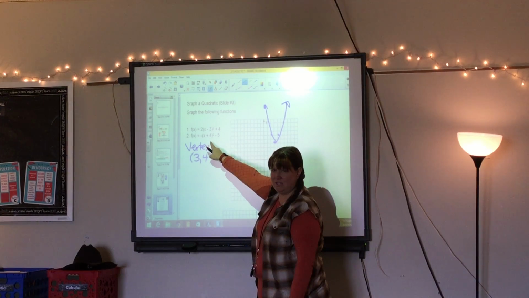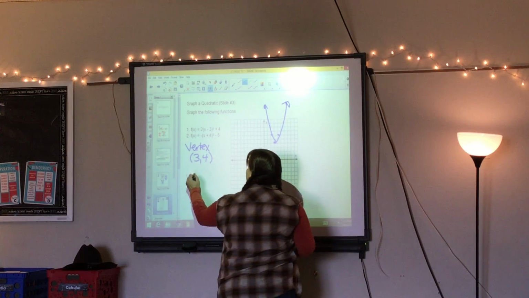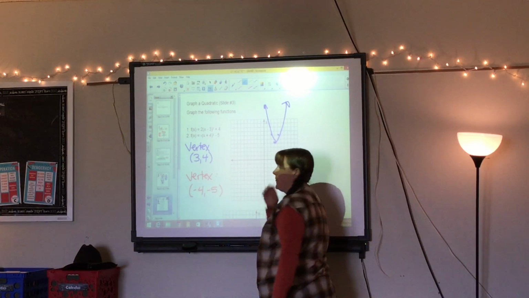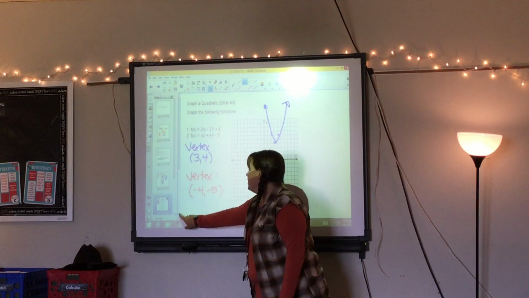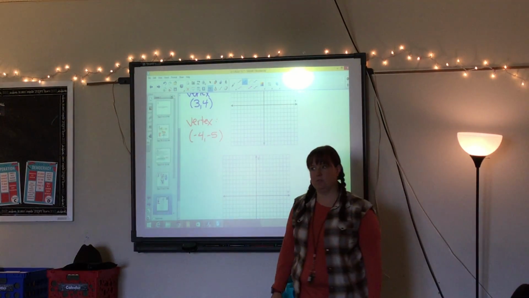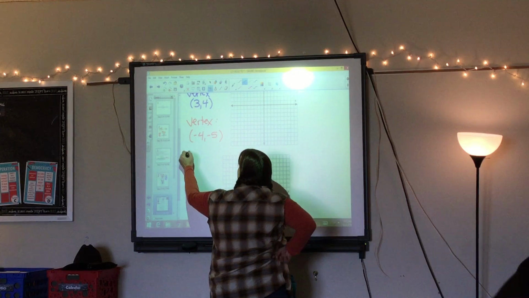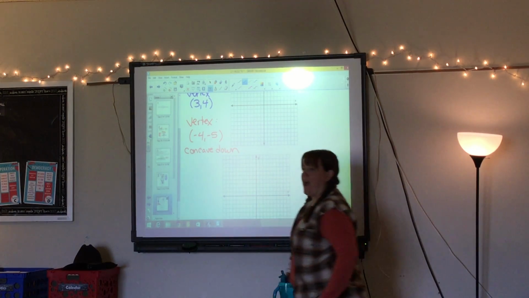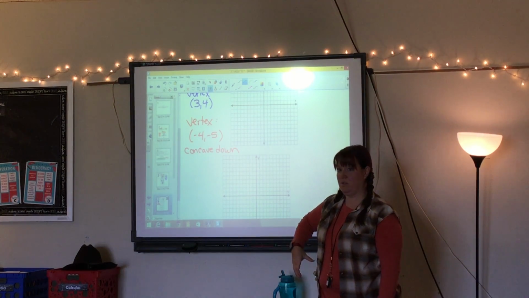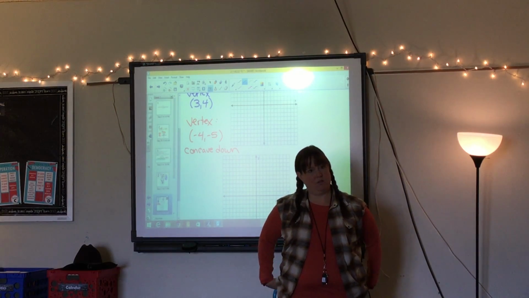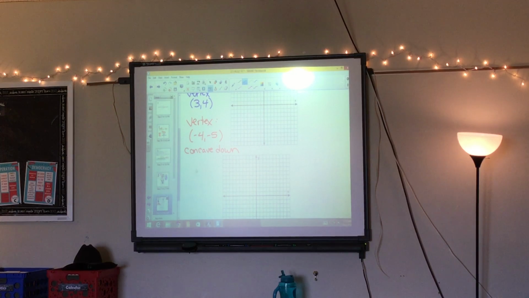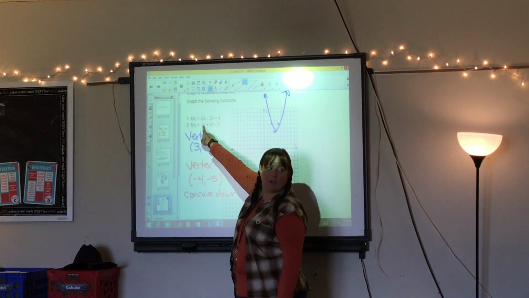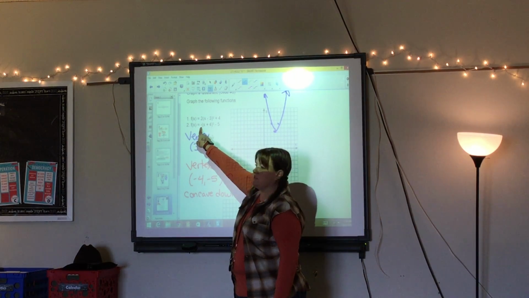The vertex is at -4, -5. Would this one face up or down? Down, so we could even say concave down. That's our math term, it means it faces down. Do both of them have to be negative, or just the x? To make it concave down, neither of these matter. This matters right here. This is positive, so it's concave up. This is negative, concave down.